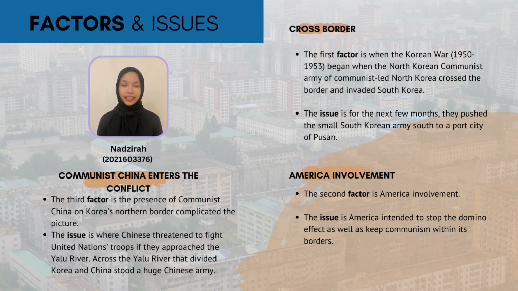The second factor is American involvement. The issue is that America intended to stop the domino effect as well as keep communism within its borders. A four-power trusteeship in Korea was supported by Stalin at the Yalta Conference in the early months of 1945. But by the time Harry S. Truman took office following the death of Franklin D. Roosevelt in April 1945, Soviet developments in Eastern Europe had started to worry US policymakers.